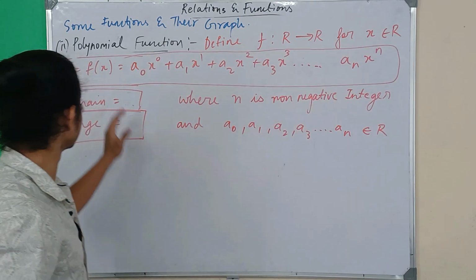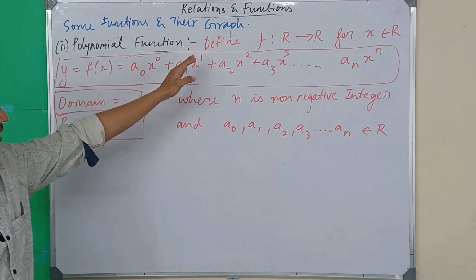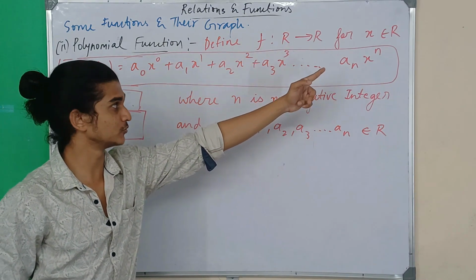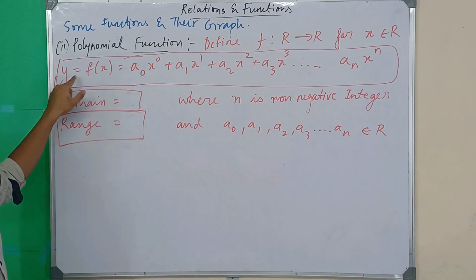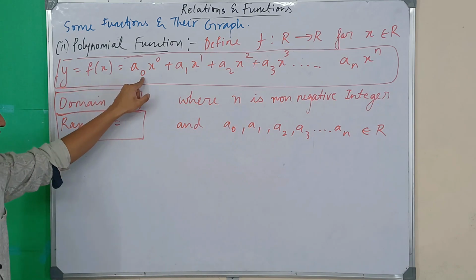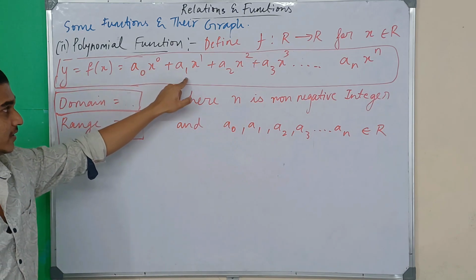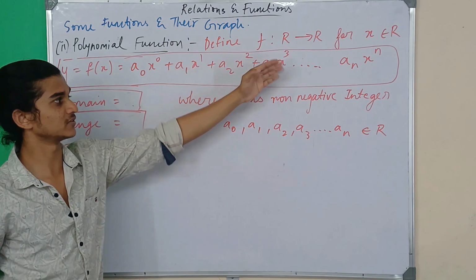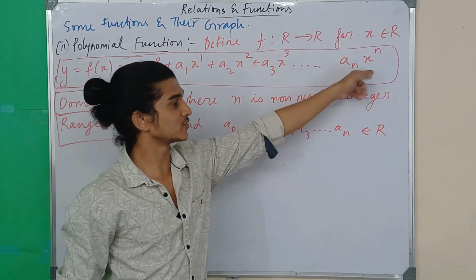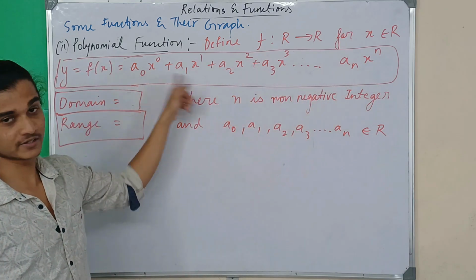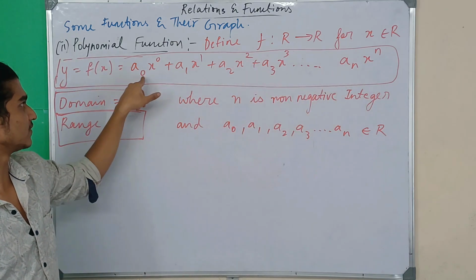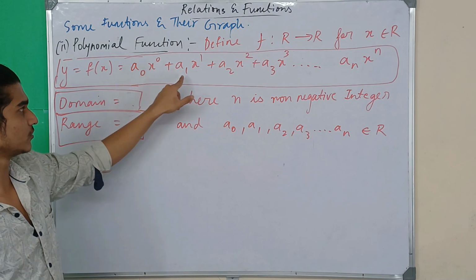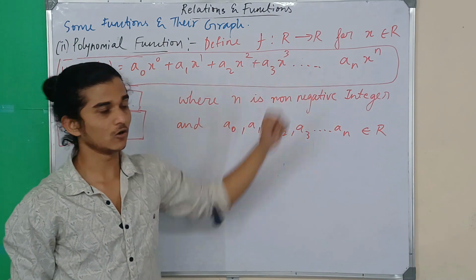Now the next type of function is polynomial function. So this is defined as a function from R to R, for every x belongs to real numbers, we have y equal to f of x equal to a0 x^0 plus a1 x^1 plus a2 x^2 plus a3 x^3, and so on, up to an x^n. I think you can see a pattern here. The powers and the subscript are both the same number. So a0 x^0, and then it constantly increases all the way up to n.